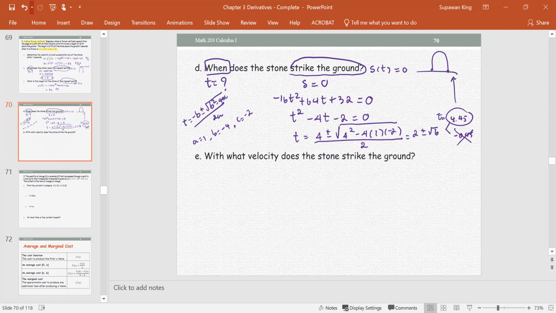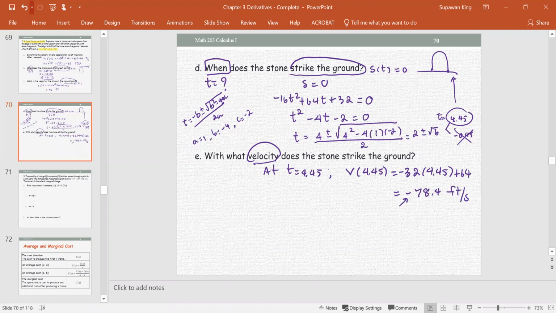Part E. With what velocity does the stone strike the ground? We use the time that we found in part D. So at t equals 4.45, we find the velocity v. v at 4.45 equals negative 32 times 4.45 plus 64, and the answer is negative 78.4. The unit is feet per second. The negative sign means the direction of the stone is opposite, as it is coming back to the ground.